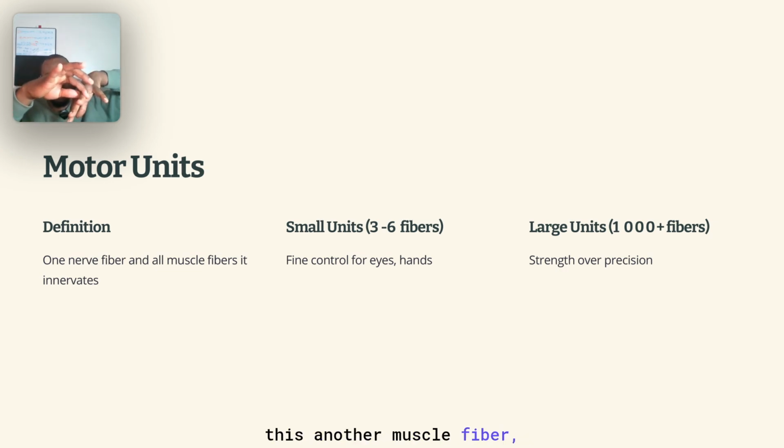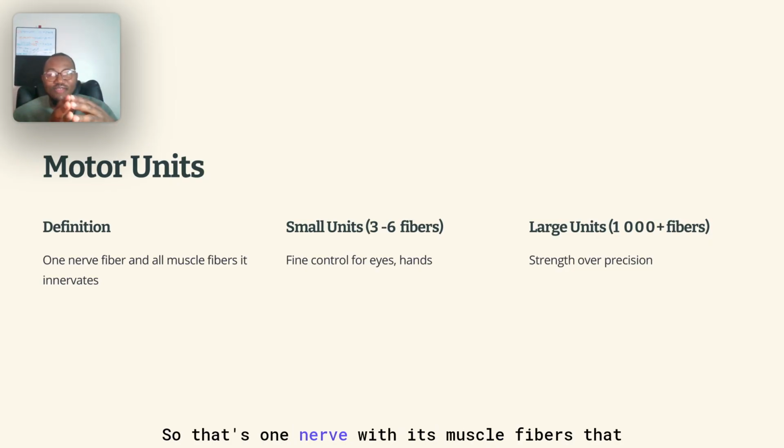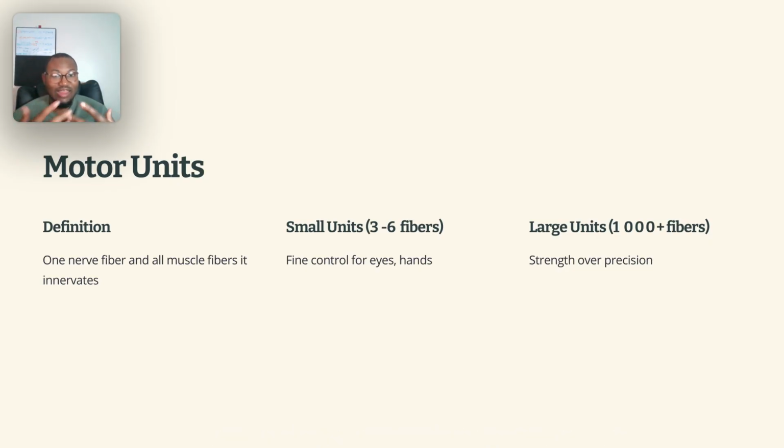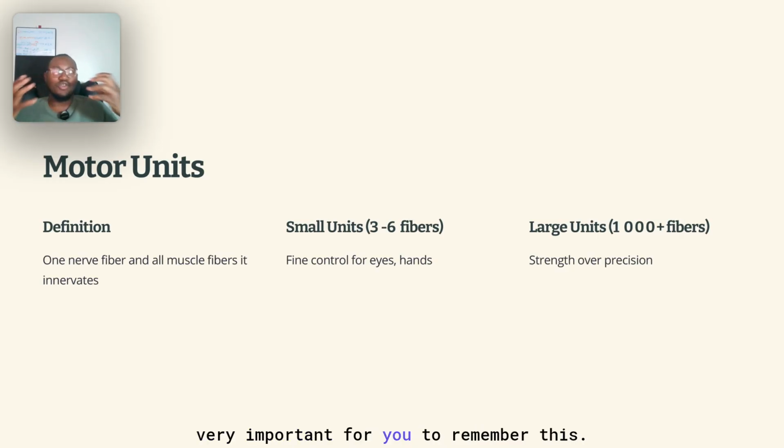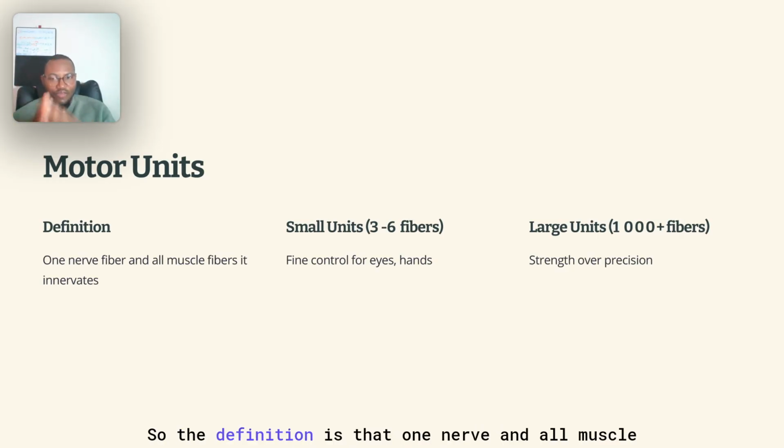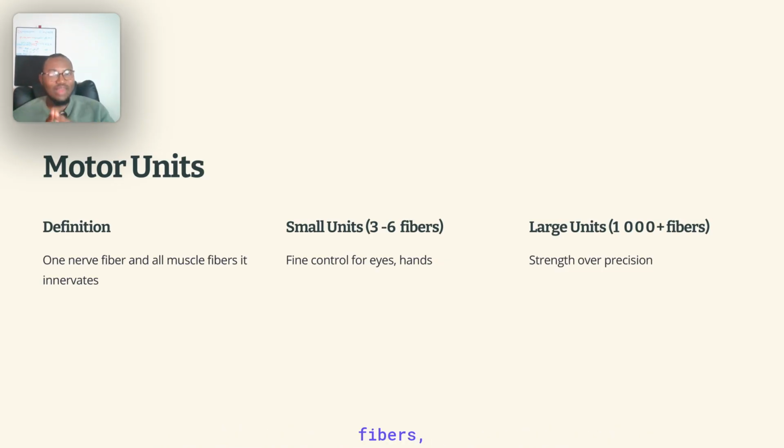This is another muscle fiber. This is another muscle fiber. But it is just one nerve. So that's one nerve with its muscle fibers that it innervates. It is called what? A motor unit. Very, very important for you to remember this. So the definition is one nerve and all the muscle fibers it innervates.